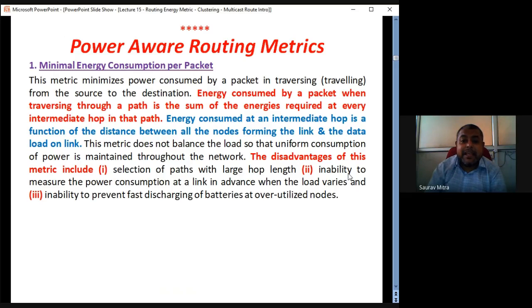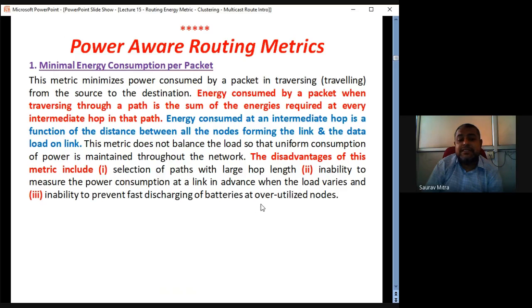In that case, the petrol tank might get exhausted. So the same thing is there: inability to measure the power consumption at a link in advance when the load varies. Link is nothing but the distance of the path. If there comes more pressure, like if you keep your AC on throughout the journey, then for the same distance the amount of petrol spent will be more. So the node should be able to calculate how much energy will be required for any dynamic situation between the source and the receiver. If that does not happen, it is difficult to achieve minimal energy consumption per packet, and energy wastage will be more.